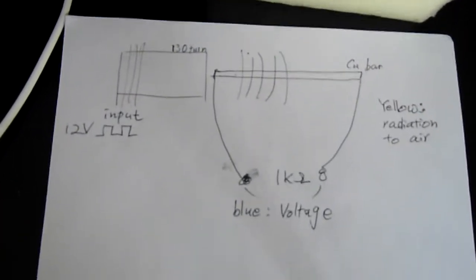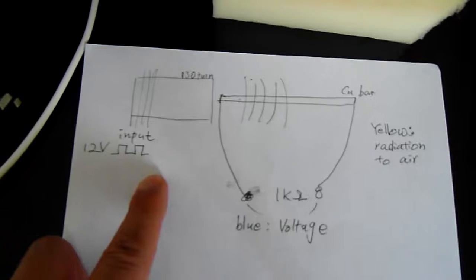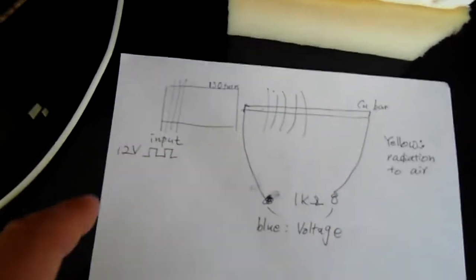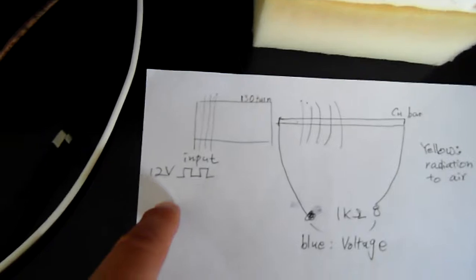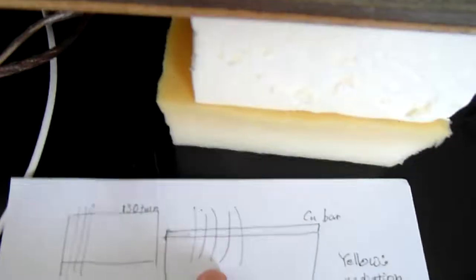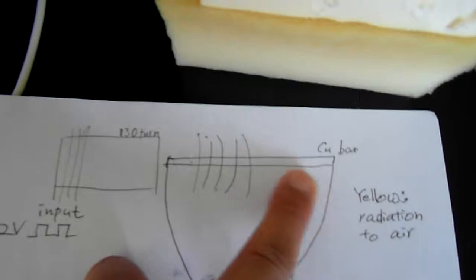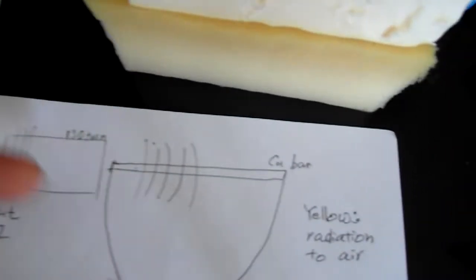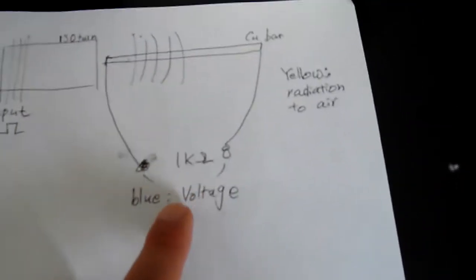This video is to check the ferroresonance of the Tesla coil, and the input is as usual. The Tesla coil has 130 turns, which is this one, and it's radiated through the antenna there. What I'm measuring is, I put the copper bar, and I am measuring the 90-degree electric field or voltage. This is what I'm measuring. And I put the 1 kilo ohm resistor.